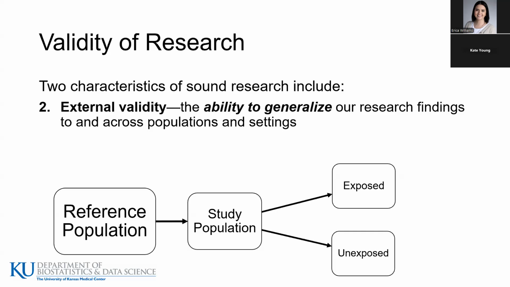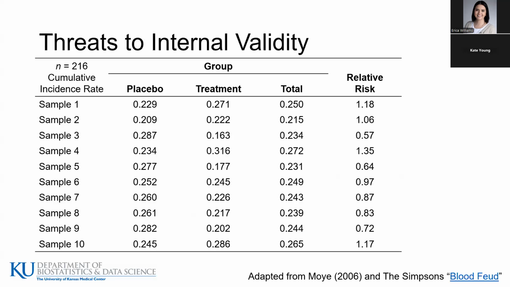The usual process of determining the validity of the study is to begin with a critical appraisal of the internal validity, and then from there, we can look at the external validity or the generalizability of our study. So this lack of external validity often results from having a study population that is not representative of the reference population.